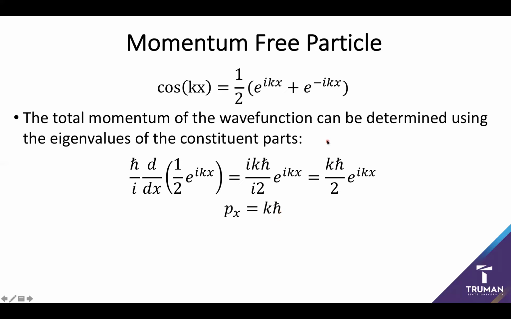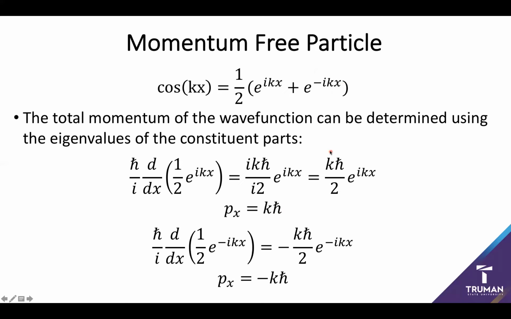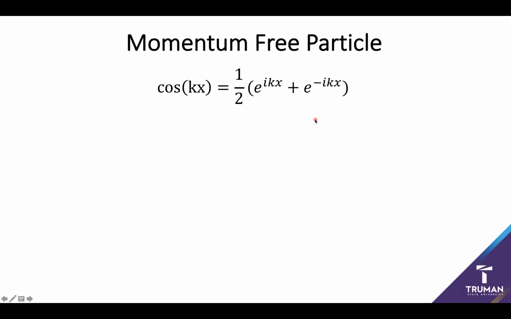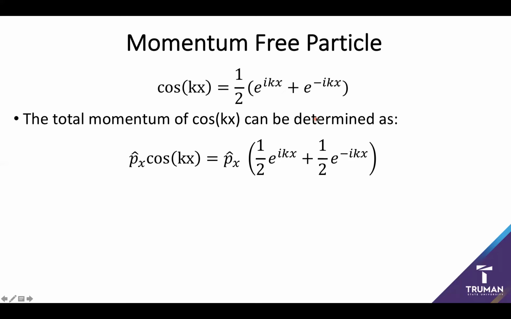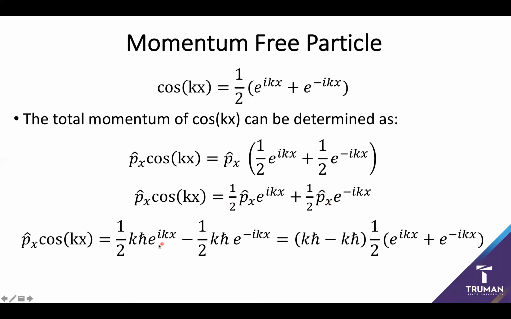Now let's do it to the other part. Not too surprisingly, this is going to give me the same answer, but negative. So now I have two different momentum answers. The momentum of this part is kh bar, and the momentum of this part is negative kh bar. This is how we determine the total momentum of the system: by applying the momentum operator to both of these parts collectively, which is the same as adding these two components. So what we end up getting out is positive kh bar, negative kh bar.